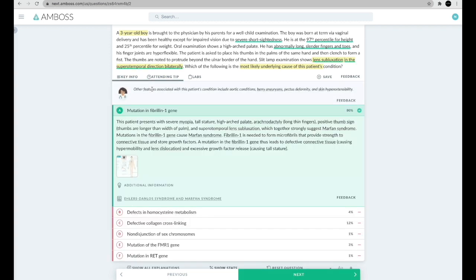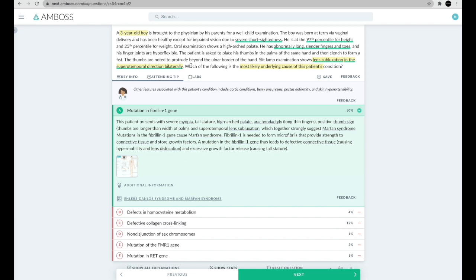So yeah, it's fibrillin 1. And take a look at what is highlighted, what is essential to reach the correct answer. Thank God I highlighted this, because essentially that's the thing. Lens subluxation, the supratemporal direction, congenitally, just by skimming the choices, that's it.